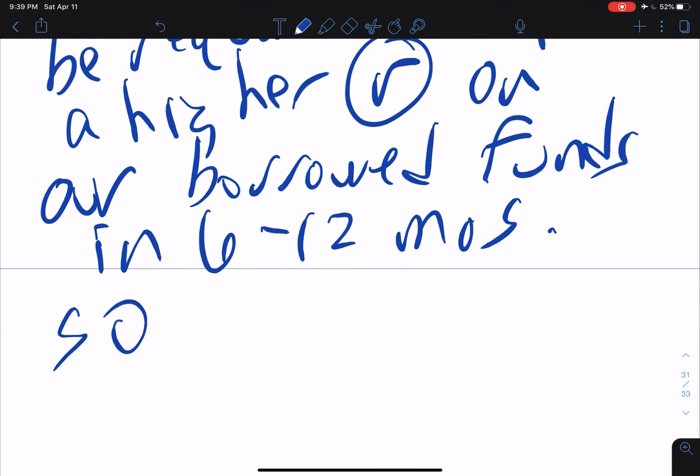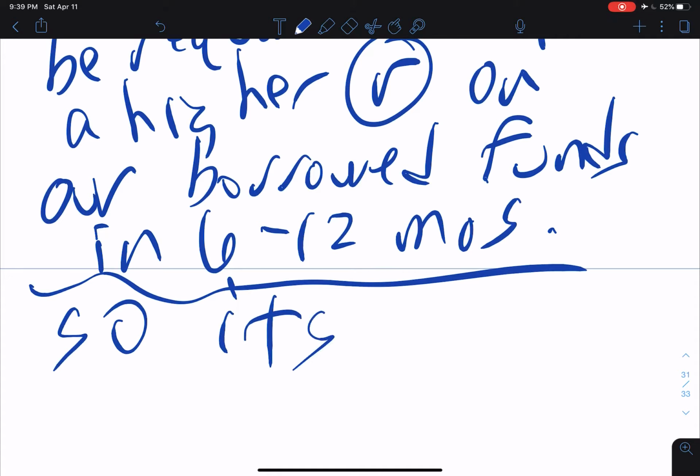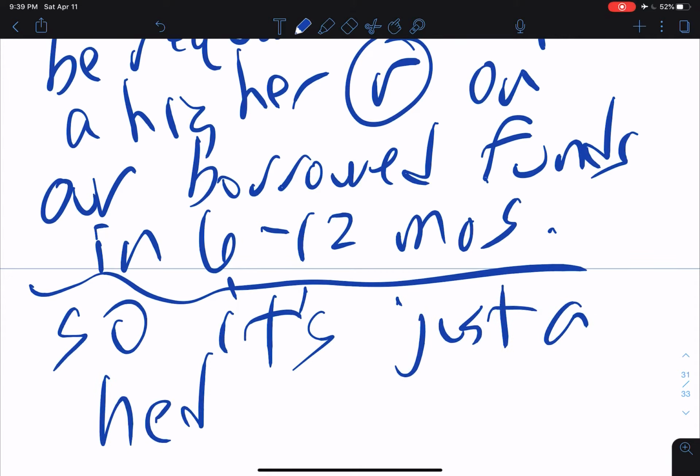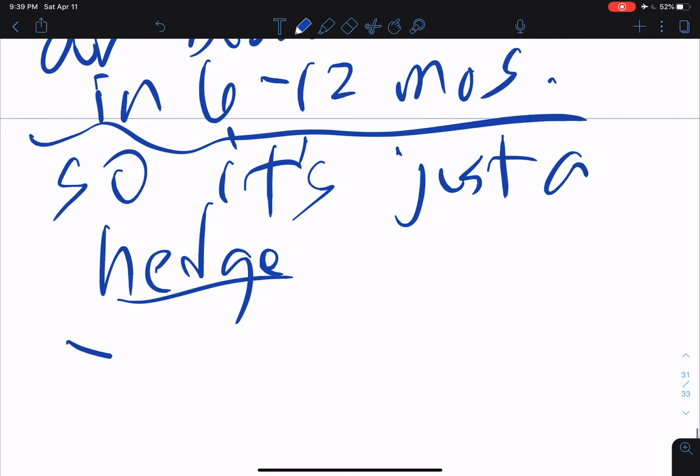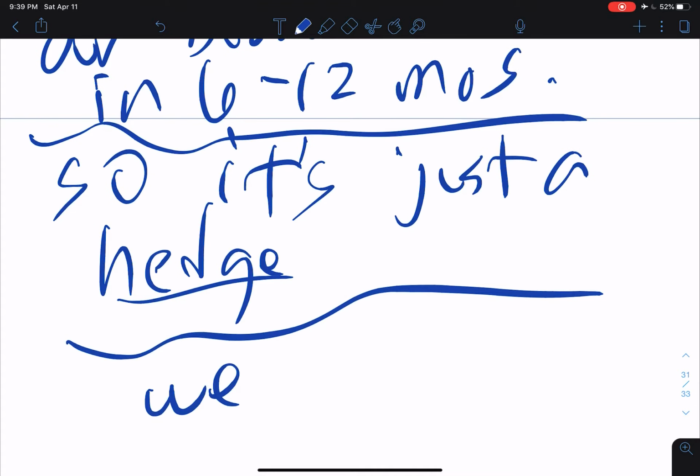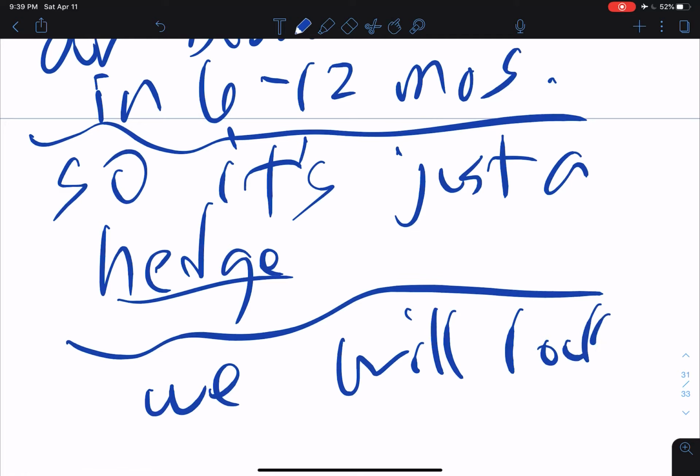So my big point, it's just a hedge. We don't want to get too happy. And again, we will lock in a 4% rate.